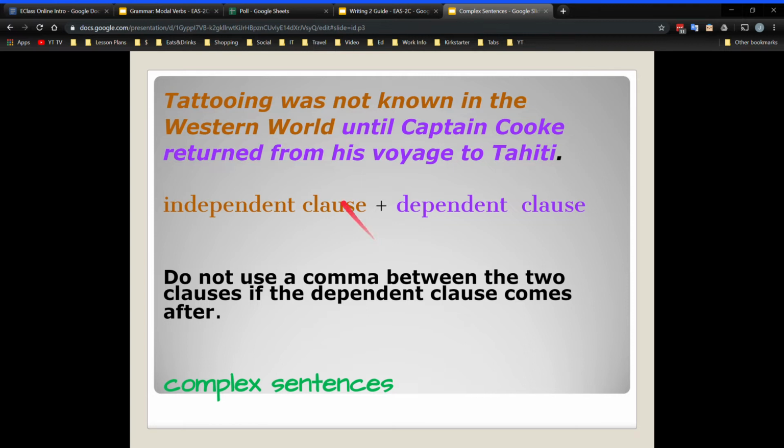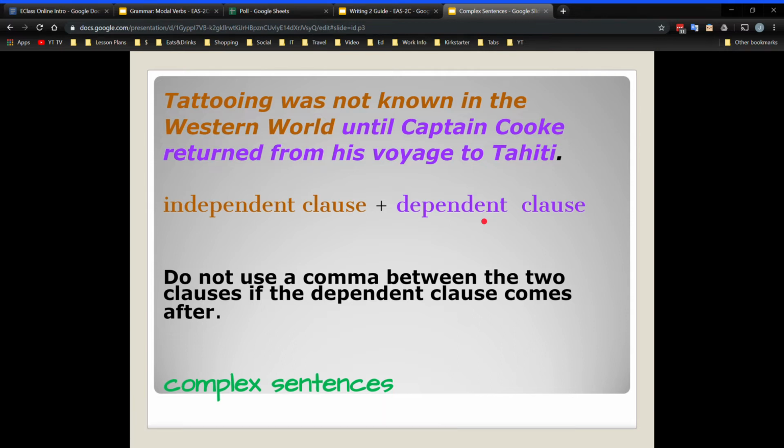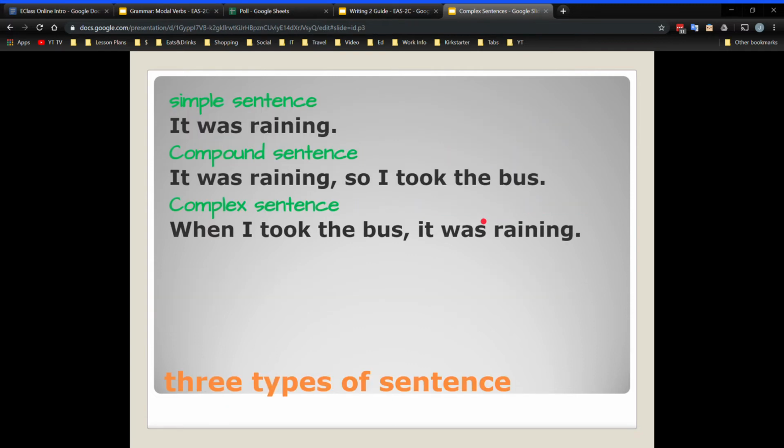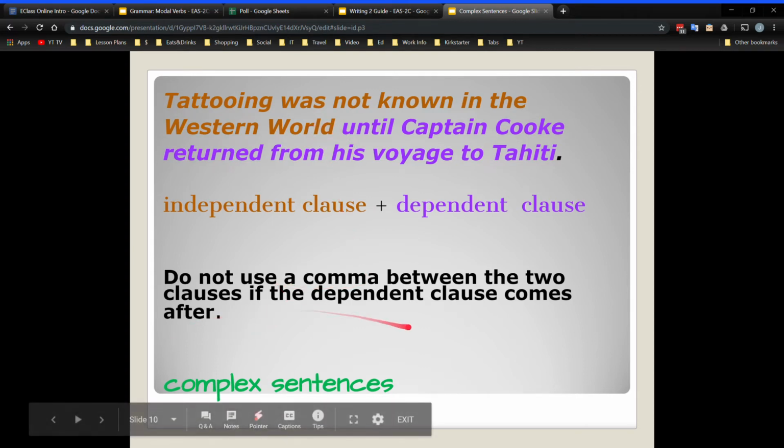So how about this one? Do we need a comma here? Tattooing was not known in the Western world until Captain Cook returned from his voyage to Tahiti. So I'll give you 10 seconds to think about that. Okay, so the correct answer is no, we don't need it because the independent clause comes first. Oh, and I put that there already.